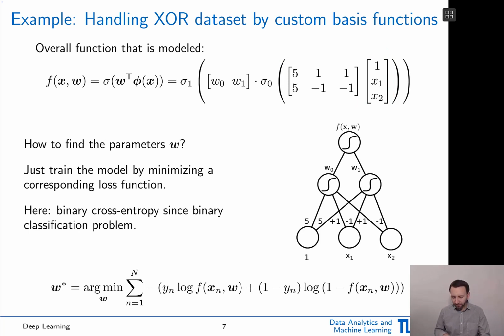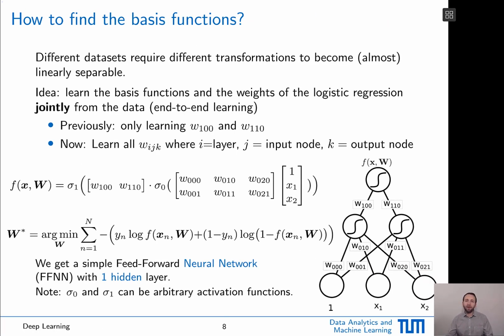Okay. So now, of course, the natural question is, how can we find this basis function? Here, by some magic trick, we found it's 5 plus x1 plus x2 and 5 minus x1 minus x2. But how can we do this in general, right? Of course, we don't usually know how it has to look like. And of course, different data sets might require different basis functions, okay? And this is now the core idea, that we not only want to learn the linear logistic regression parameters, so the parameters which we use, so to say, in the last step, but we can also now at the same time learn the parameters of the basis transformation, right?